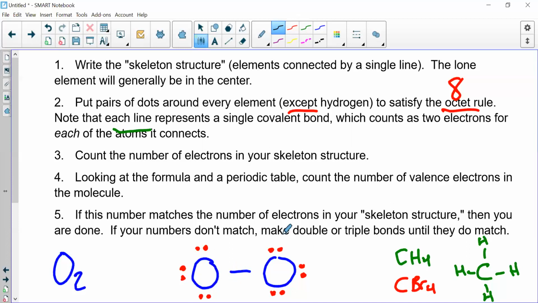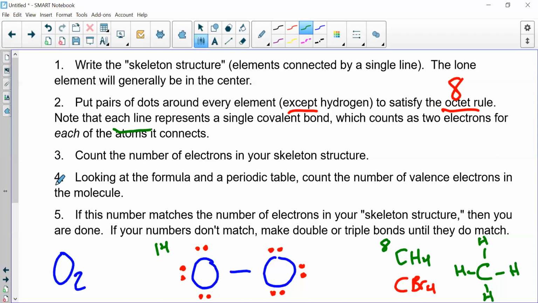So I'm counting the total number of dots here. 2, 4, 6, 8, 10, 12, 14. Once again, these count as 1, 2. So I'm going to go 2, 4, 6. This counts as 2 electrons, so that's 8, 10, 12, 14. And I like to write that number down, 14. My methane here, 2, 4, 6, 8, like that.